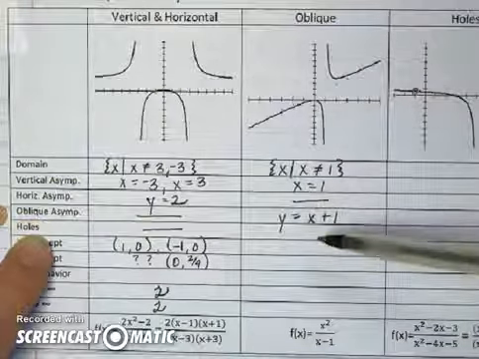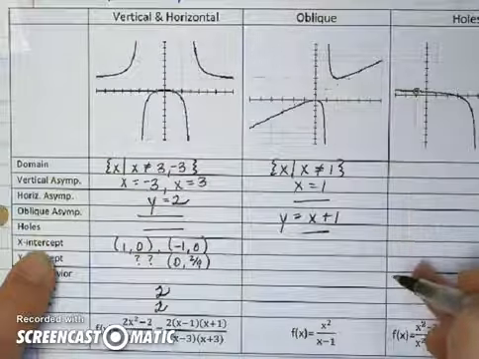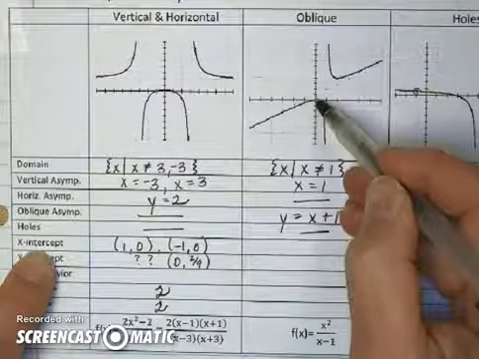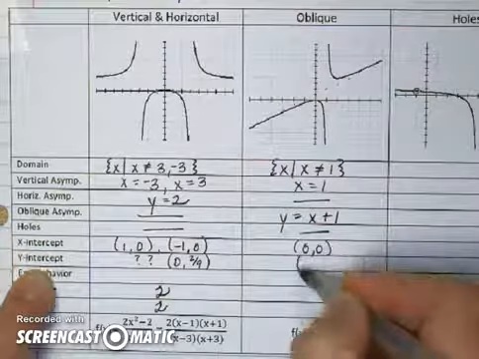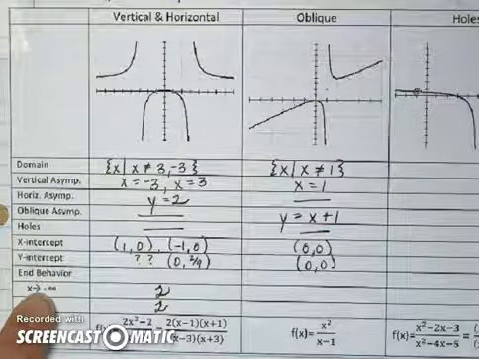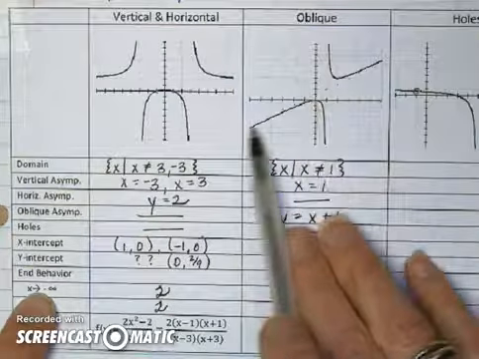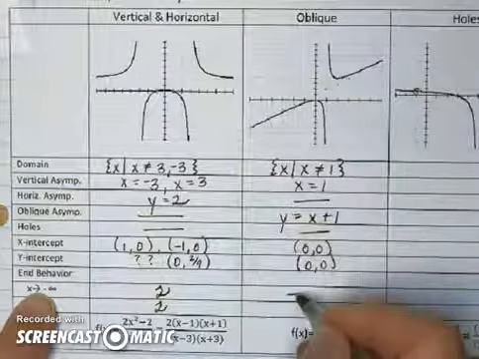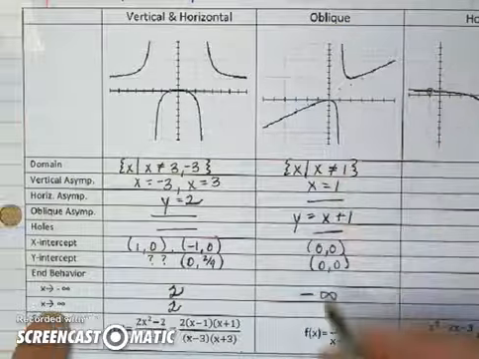Okay? Holes, have none. Intercepts, right there at the origin for both of them. It would be both of their intercepts. The end behavior. Let's talk about that. As x is approaching negative infinity, this graph is also approaching negative infinity. As x is approaching positive infinity, the graph is approaching infinity.